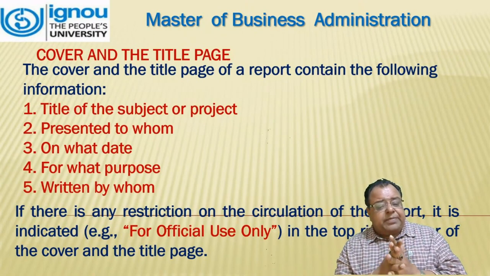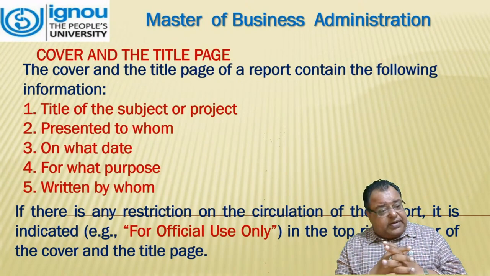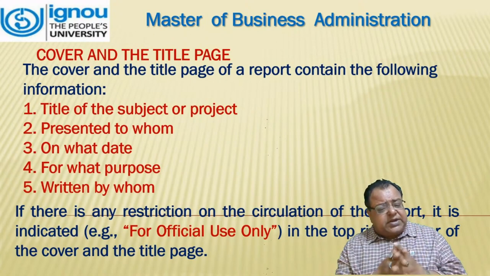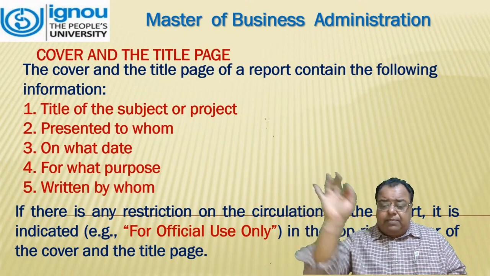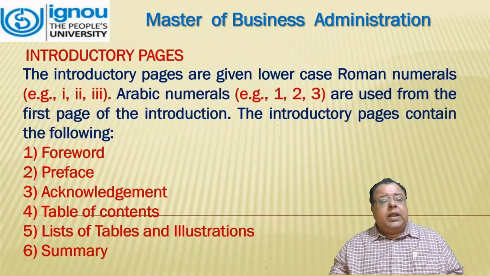Now, we talk about the cover and the title page, that is the first page, which should have information such as the title of the subject or project, presented to whom, on what date, for what purpose, and written by whom. If there is any restriction on the circulation of the report, it is indicated, for example, as "For official use only." It is written on the top right corner of the cover and the title page.